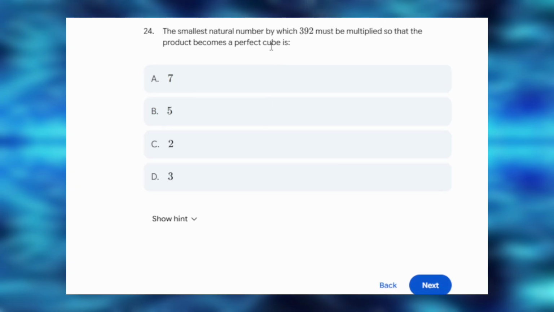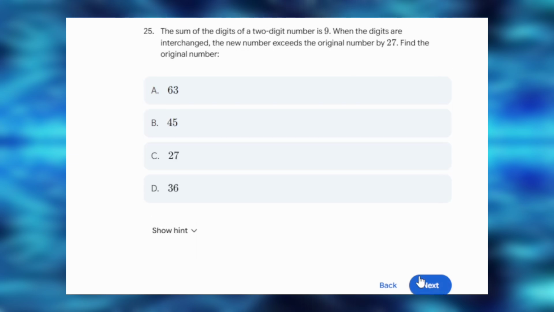The smallest natural number by which 392 must be multiplied so that the product becomes a perfect cube. By prime factorization we get 7 is the answer. Next sum.